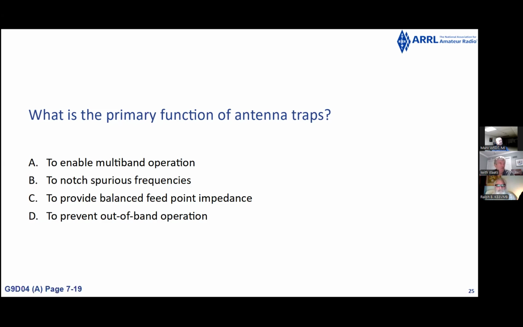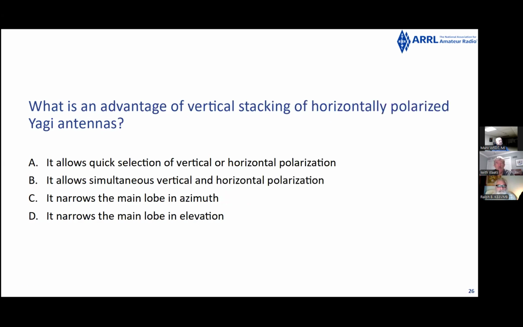Okay, A. What is the advantage of vertically stacking horizontally polarized Yagi antennas? It allows quick selection of vertical or horizontal polarization. It allows simultaneous vertical and horizontal polarization. It narrows the main lobe in azimuth. It narrows the main lobe in elevation.